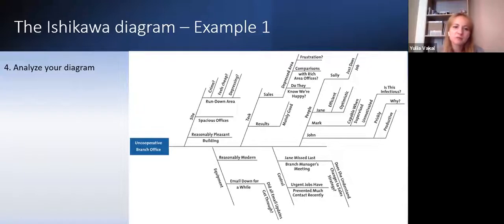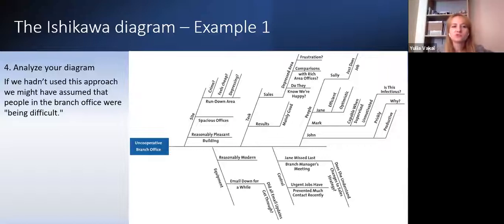Equipment: what kind of equipment they have, if it's modern, if they have the software and hardware they need. And control, which is an important one. For instance, one of the managers, Jane, quite often misses meetings and calls. They have some urgent job to do, some contracts, they don't understand their work, some changes to the strategies they don't understand. So the causes are very specific, but because the manager who's conducting this analysis knows this office, they selected these categories and then found these causes.